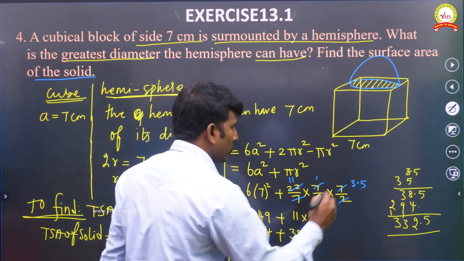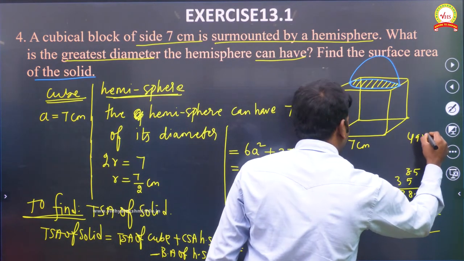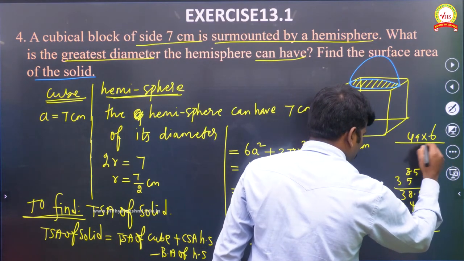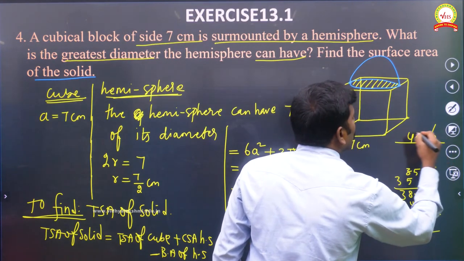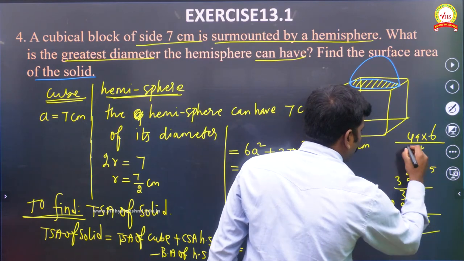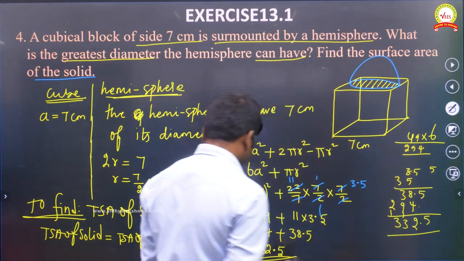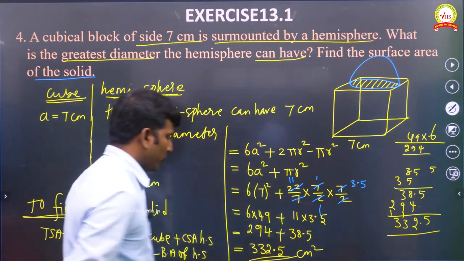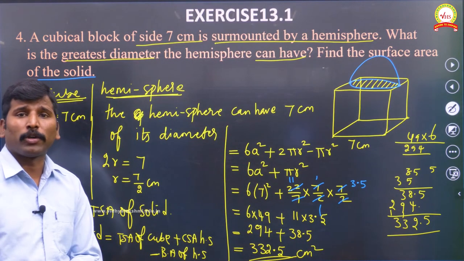This multiplication once you check, 49 into 6, 6 9s are 54, remaining 5, that is 6 4s are 24, 29. Okay, right, that's it, children. This is area, so centimeter square we have to give. This is an important thing.